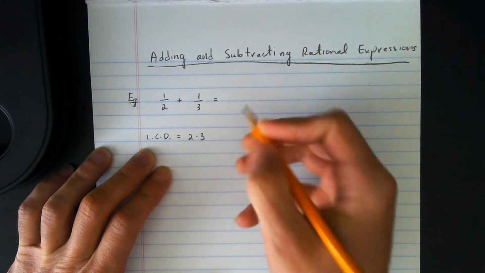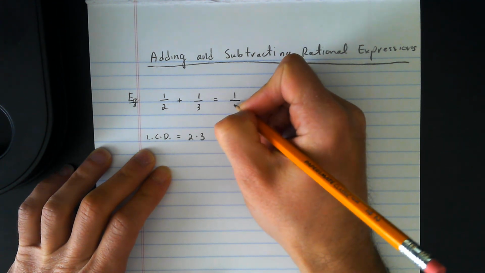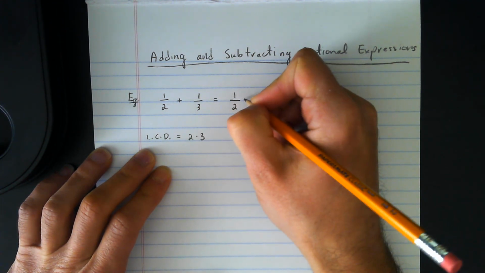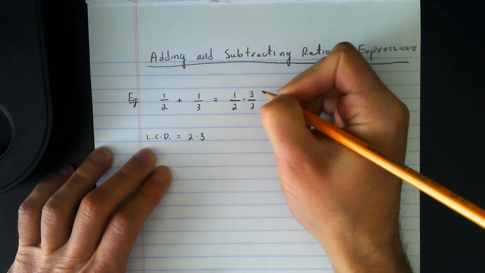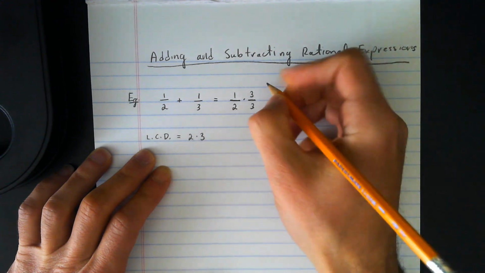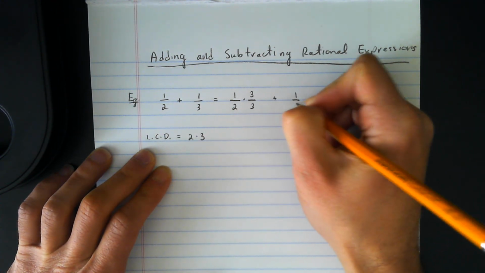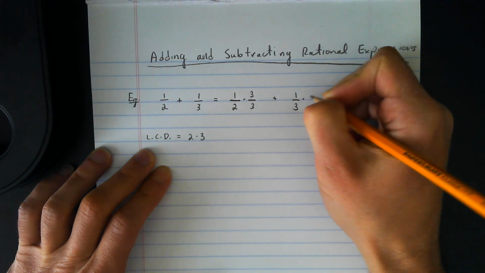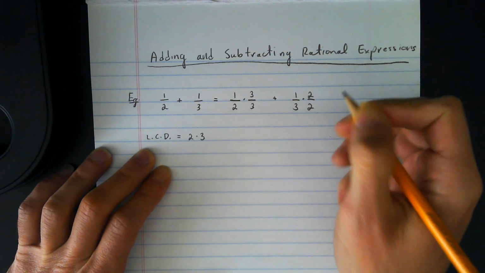Okay, so now we want to build up our fractions. We want to make the common denominators. So we're going to multiply the 1/2 by 3/3 to give us the common denominator. And then we need to multiply 1/3 by 2/2 to get the common denominator.